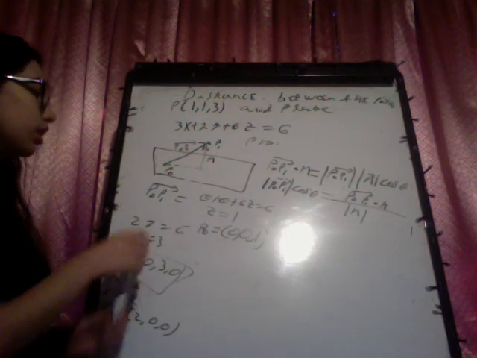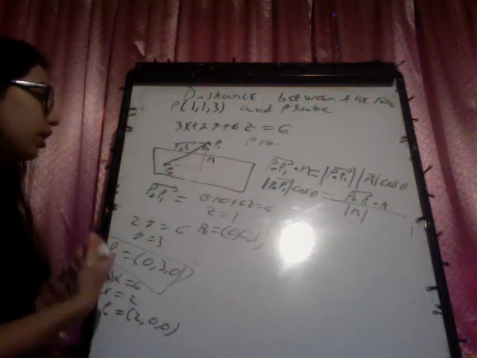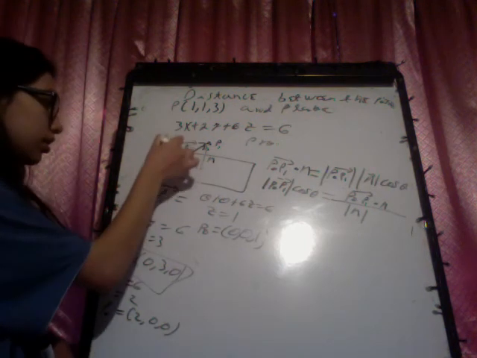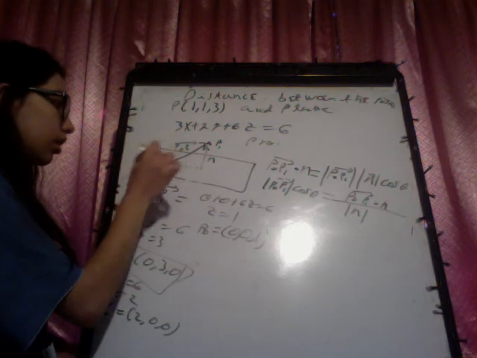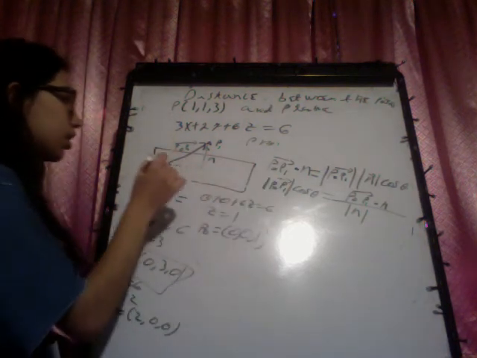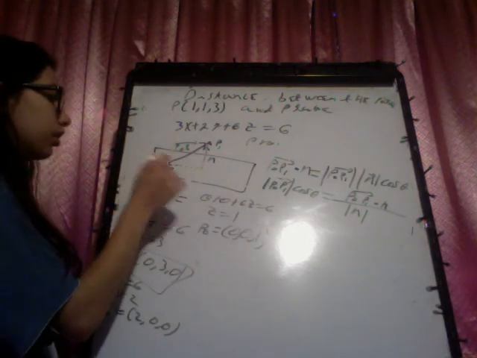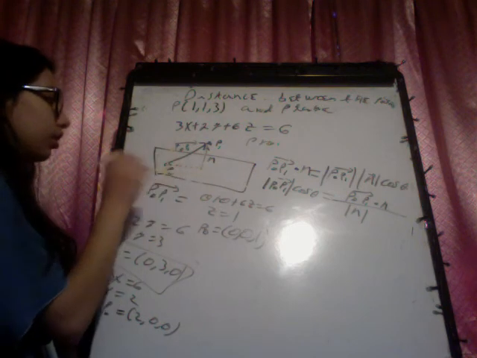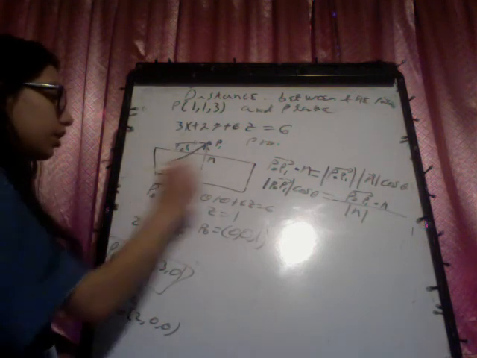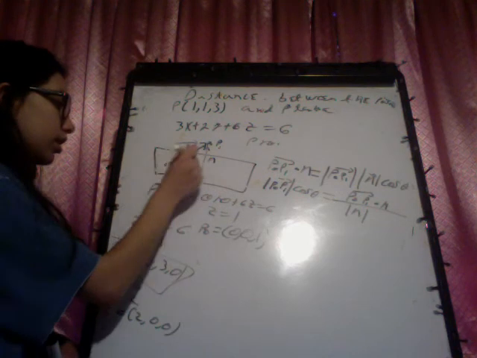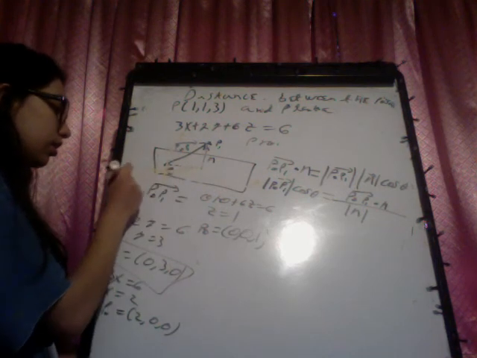So this is the intersection with the y-axis. This is the y-axis. Let's say this is the x-axis, or this is the c-axis better. This is the y-axis, and this is the x-axis.